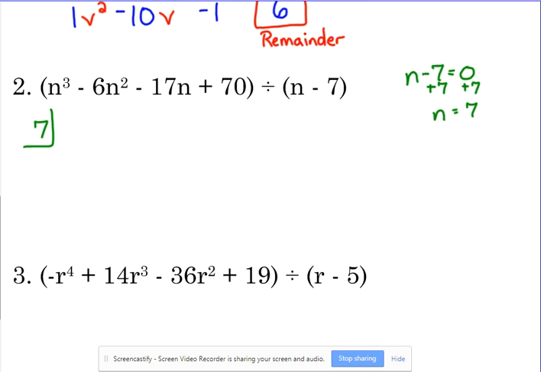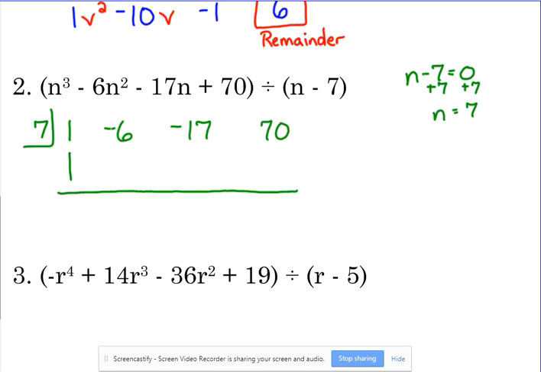All right. Are we in standard form with the polynomial? Yes, we are. N cubed, n squared, n, constant. And we're in order, so we can just list those coefficients: 1, -6, -17, and 70. Leave the space, draw the line.